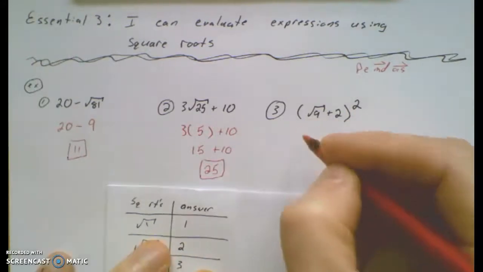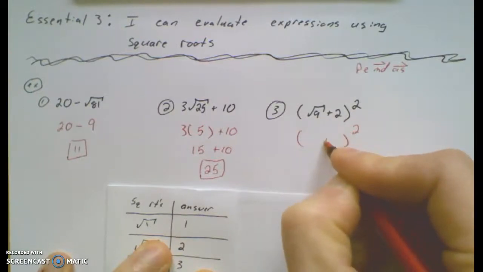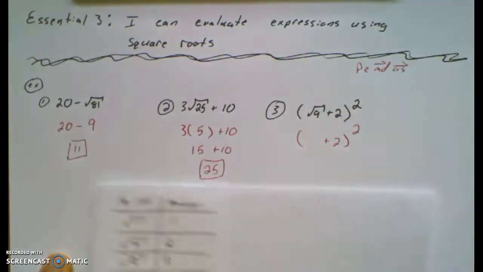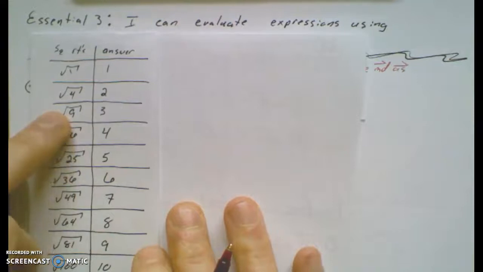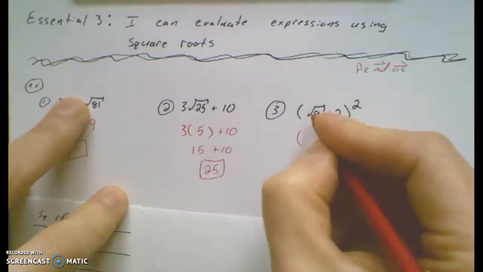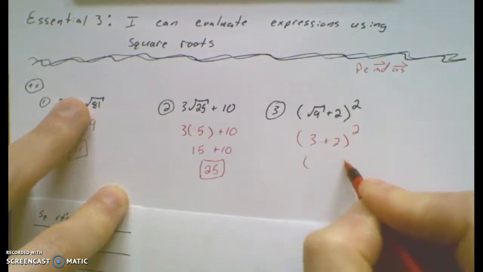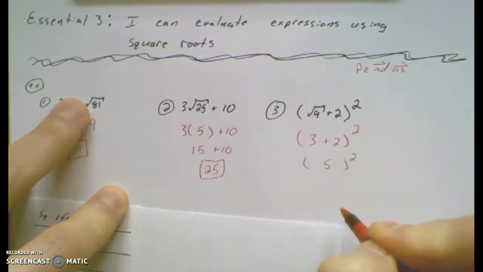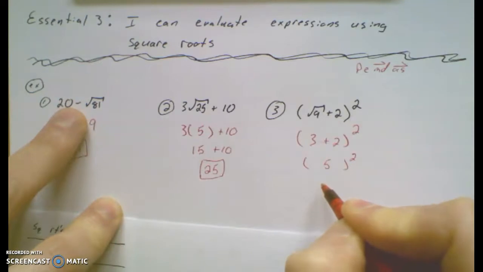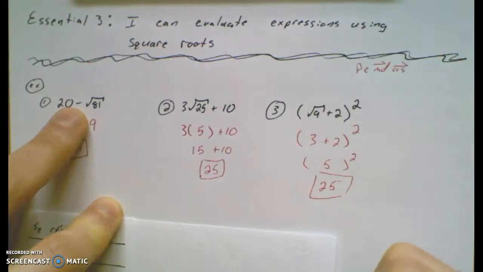So inside the parentheses, we talked about how we're going to do the square root first and then add the 2 later. So I'm just going to get that set up, and now I'm looking for the square root of 9. On my cheat sheet, the square root of 9 equals 3, because 3 times 3 is 9, or 3 squared. So the square root of 9 is 3. 3 plus 2 is 5. And so really what I'm doing is taking 5 squared. Hey, look, I get 25 again.